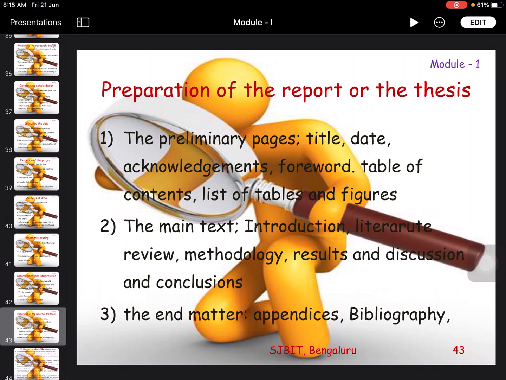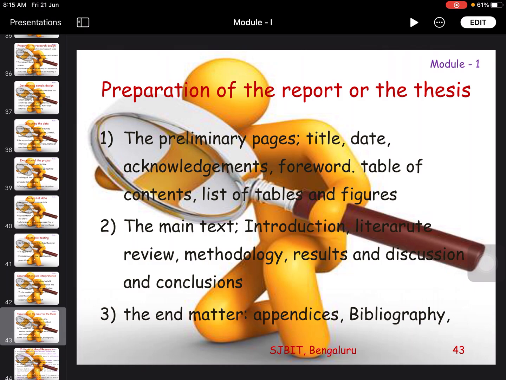So with all this, finally a report has to be prepared for the thesis. The preliminary pages will consist of the title of the project, date, acknowledgement, foreword, table of contents, list of the tables and figures.